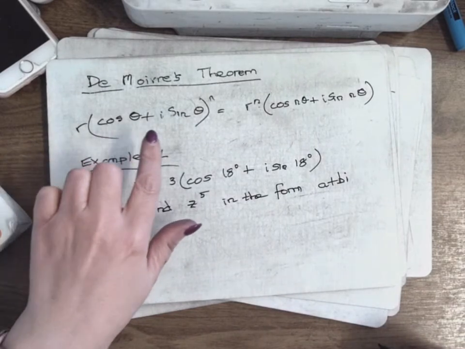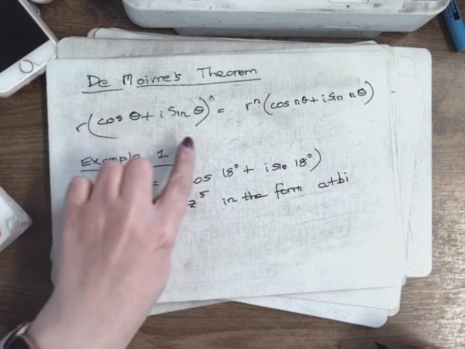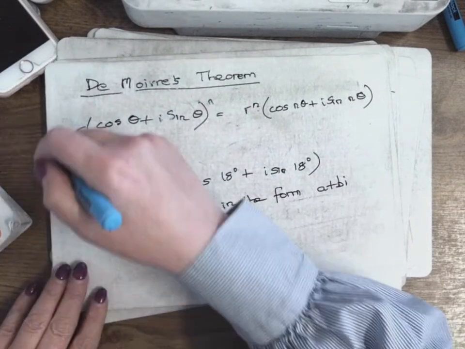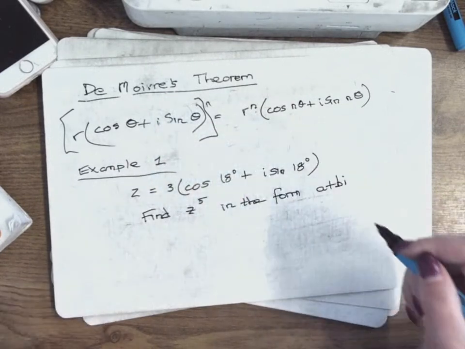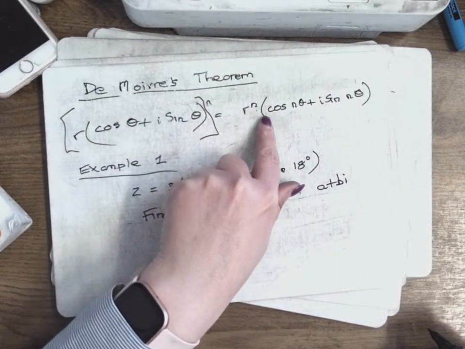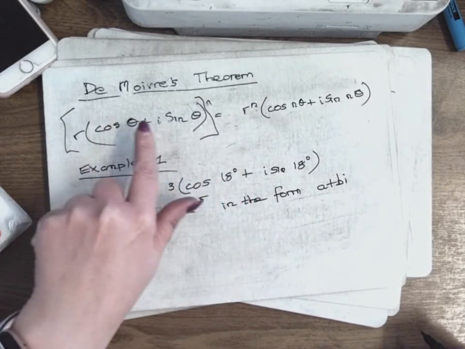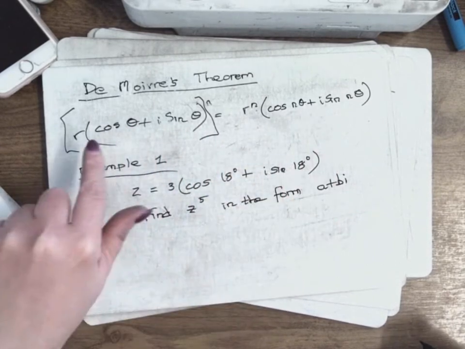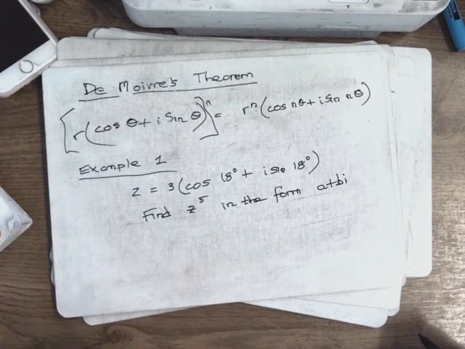So you put your complex number in polar form, and then to raise the complex number to the power of n, you raise the modulus to the power of n, and you multiply the angle by n. So whatever the angle theta is, it becomes n theta. Right, we'll see an example in a minute, and it'll make a lot more sense.